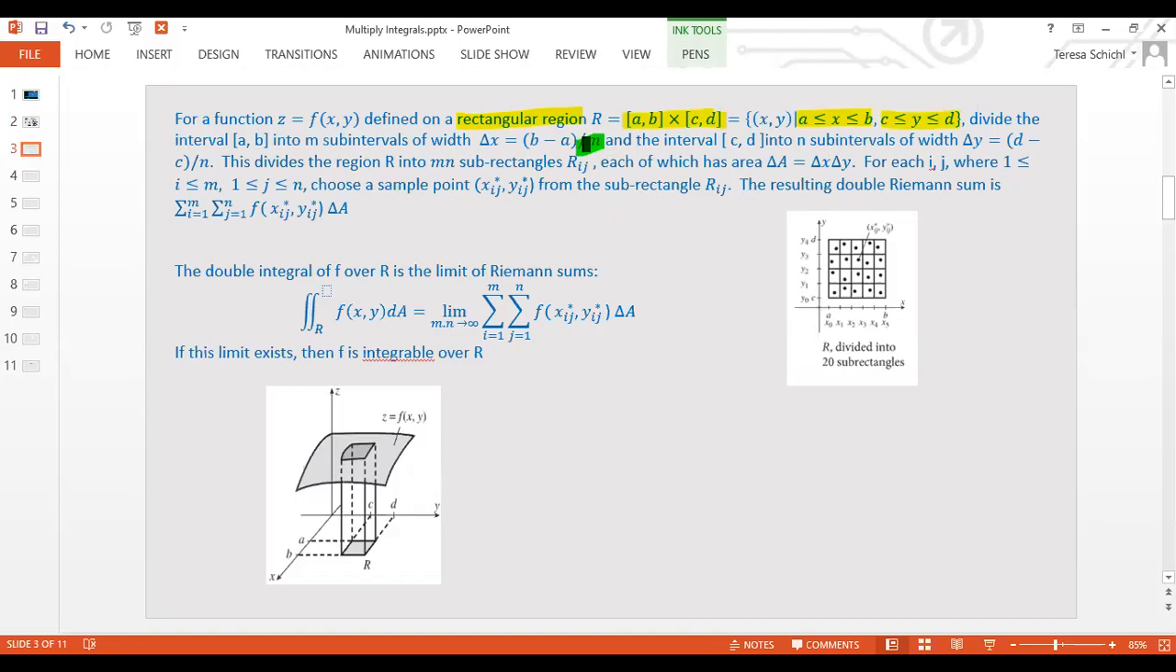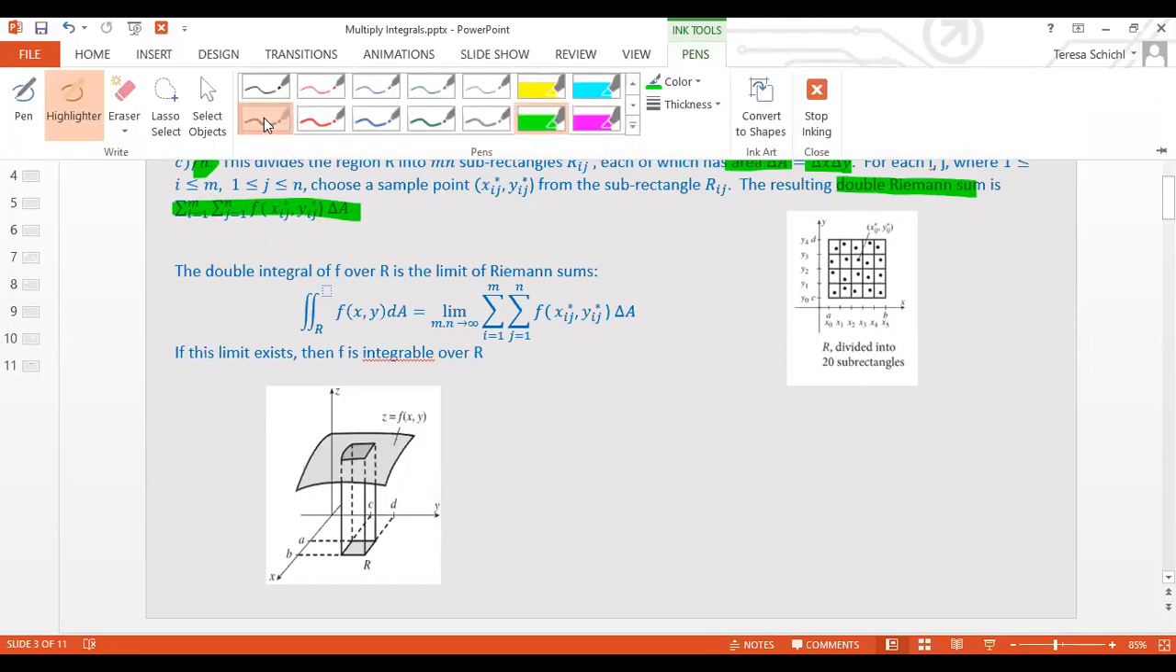integration region. So delta x is divided by m, and delta y is divided by n, right? In here, the base area is delta x times delta y. Then this is the double Riemann sum, what we call the double Riemann sums. So it's just the height times what?